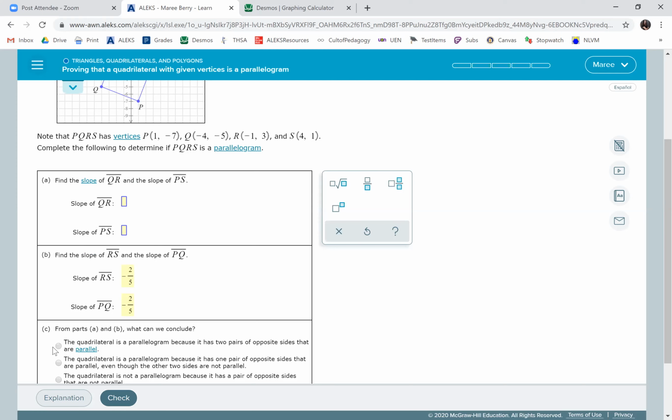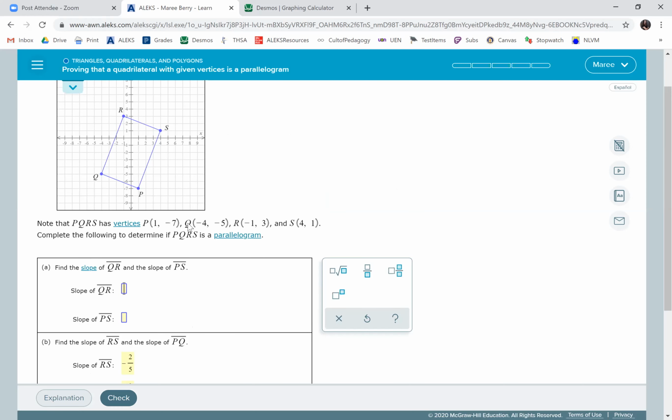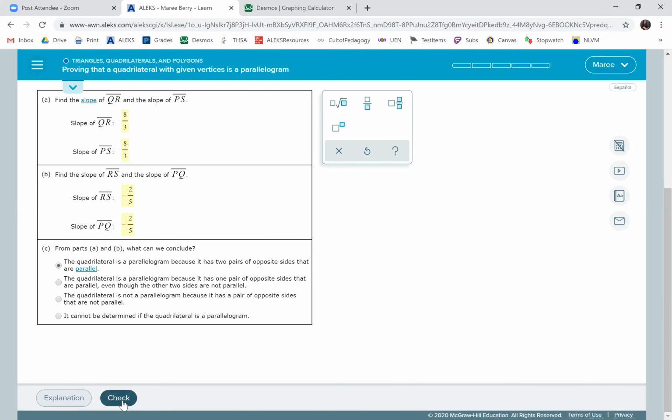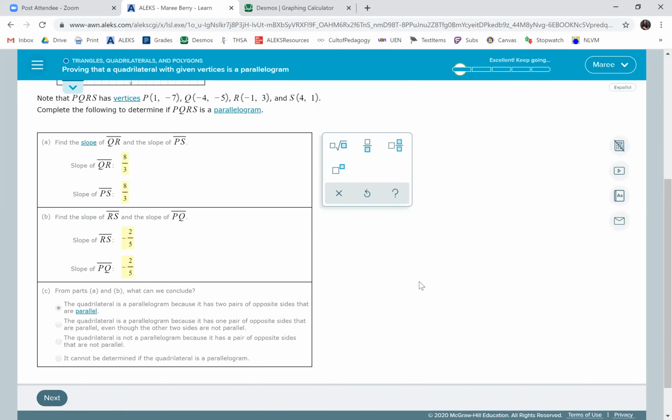So I'm going to put this one because I know that. And then we want the slopes here. QR and PS are positive. So we're going to rise 1, 2, 3, 4, 5, 6, 8, and run 1, 2, 3. Oh yeah, it was 8/3. That was the same as the other one. So we'll just put 8/3. Good thing I read that.